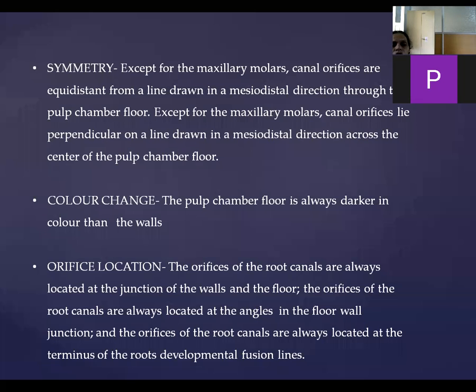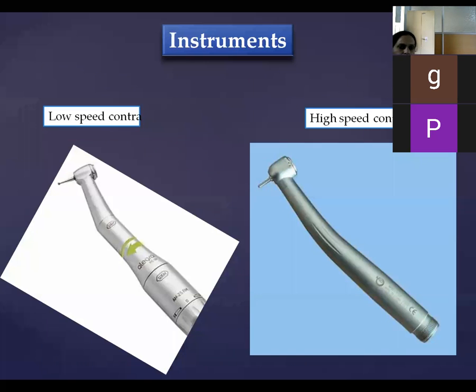Second rule is they are always located at the angles in the floor wall junction. And third is they are always located at the end of the developmental fusion lines. They are also called as root canal map.